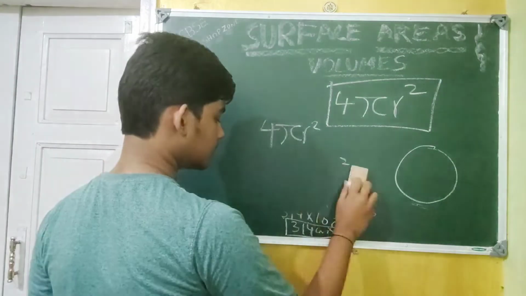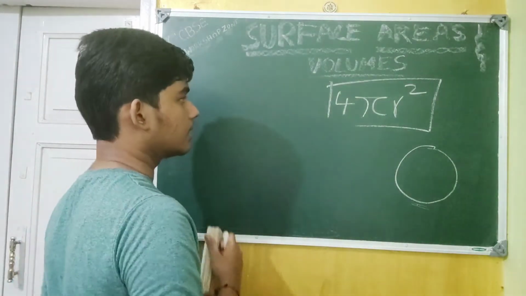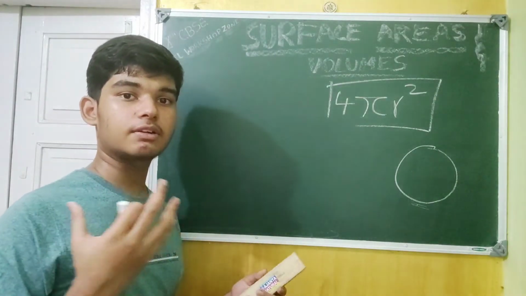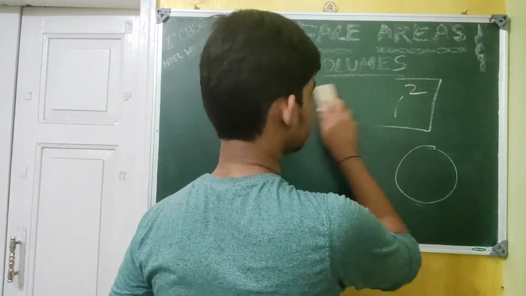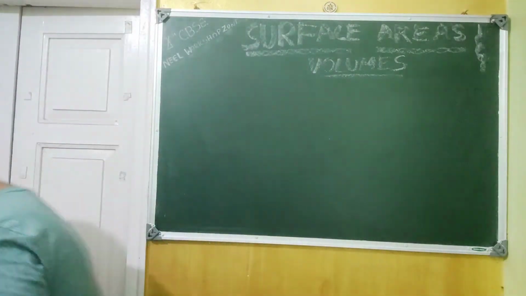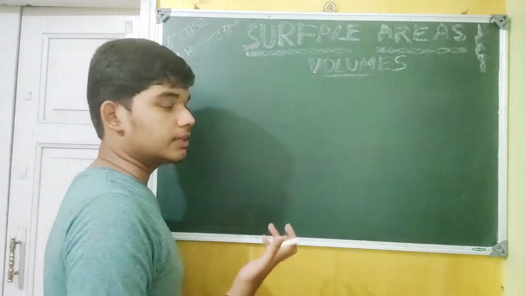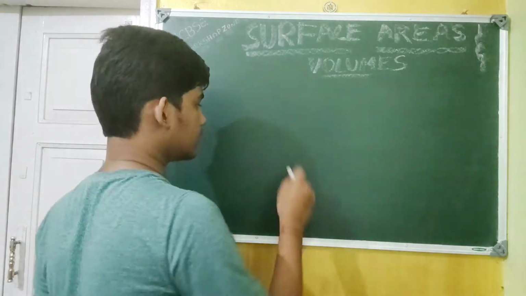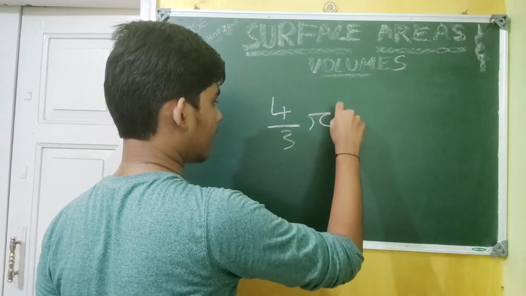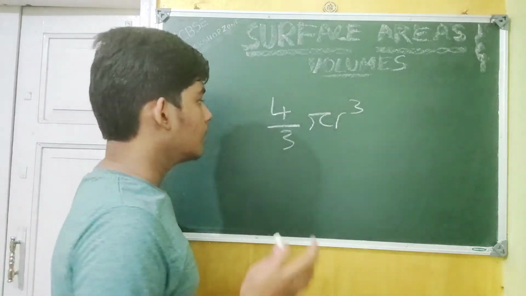So now that we have used the formula, let's talk about the volume of a sphere and how we find out the volume of a sphere. To find the volume of a sphere, we obviously need to use the formula, and the formula is 4 by 3 pi r cubed. So this is the formula for finding the volume of a sphere.